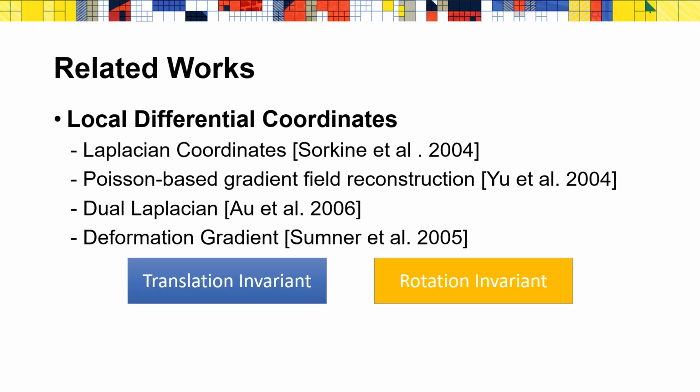Firstly, let's review the related works. The shape representation and the shape deformation representation are very related to shape deformation. Sometimes the shape deformation could be used to preserve the representation and to satisfy the user constraints. Very early and pioneering works include Laplacian coordinates, gradient field reconstruction, dual Laplacian, and deformation gradient. These works are mainly based on the deformation gradient, defined on the local neighborhood.